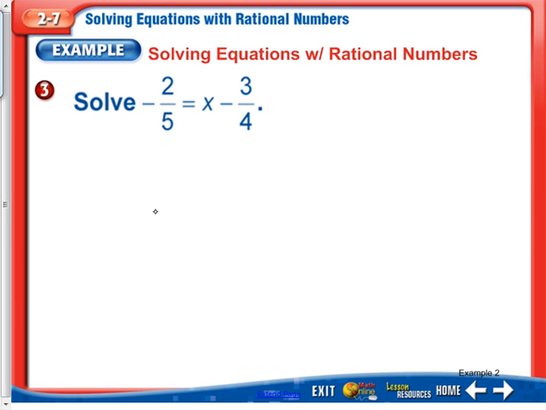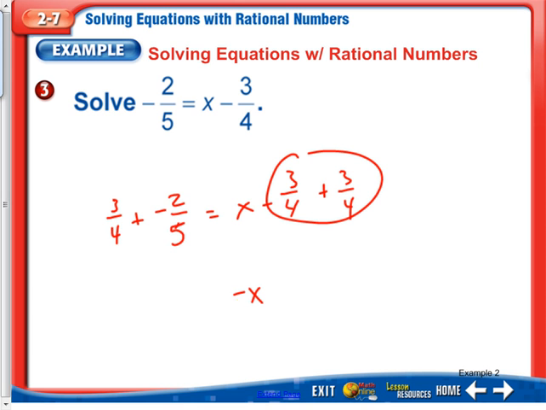All right, so again, I'm going to copy this down because with fractions, I just need a little bit more room. So negative 2/5 equals x minus 3/4. So I'm going to add 3/4 to each side. All right, this here is going to be 0. So we're going to have x is equal to.